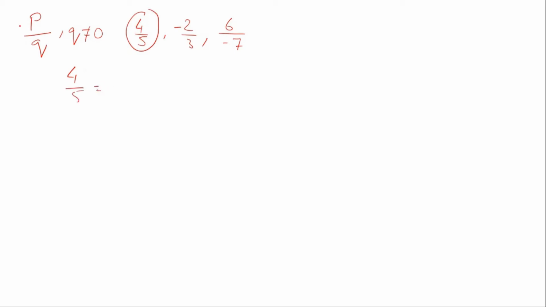Take this example, 4 by 5. Here I have told you in the form of p by q. That means 4 denotes p and 5 denotes q. Now what is an equivalent rational number?